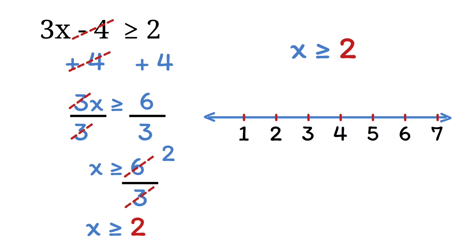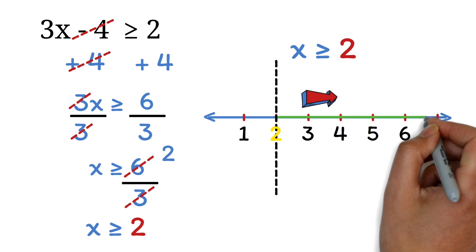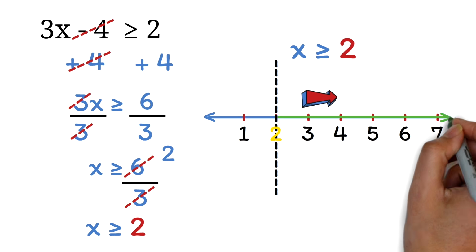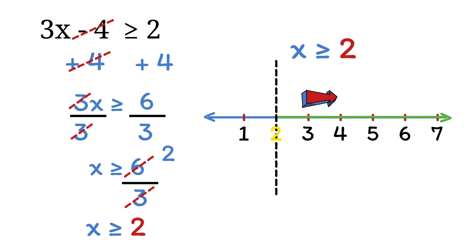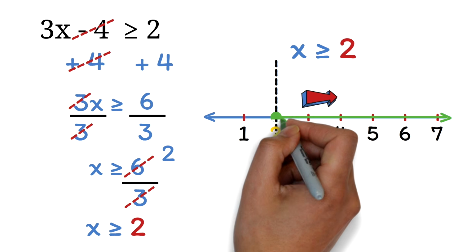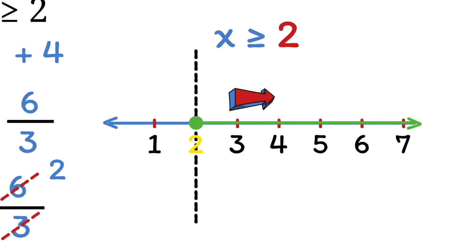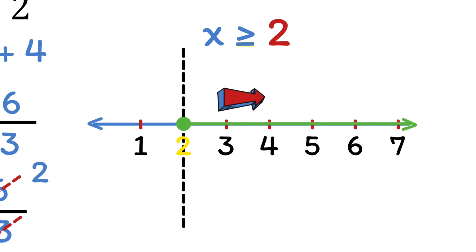Note that for this answer, we consider all values greater than 2, including 2 itself. So, on our number line, we draw a straight line starting from the 2 towards the right side. Then we draw an arrow on this line to show that all the possible answers we are looking at go on to infinity. And lastly, we draw a closed circle or dot on the 2 to show that it counts as an answer. This is because of the equal to aspect of the symbol.